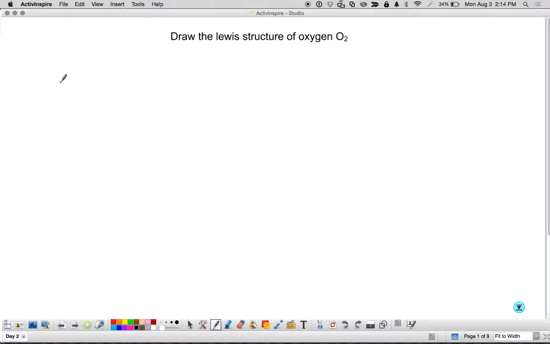So oxygen is pretty simple. There are 2 oxygens for a total of 2 times 6 electrons, so 12 total valence electrons. That's what I'm shooting with, okay? So there's no central atom. I'll connect them by a single bond. I'll fill in their octets. And now I'm good, right?